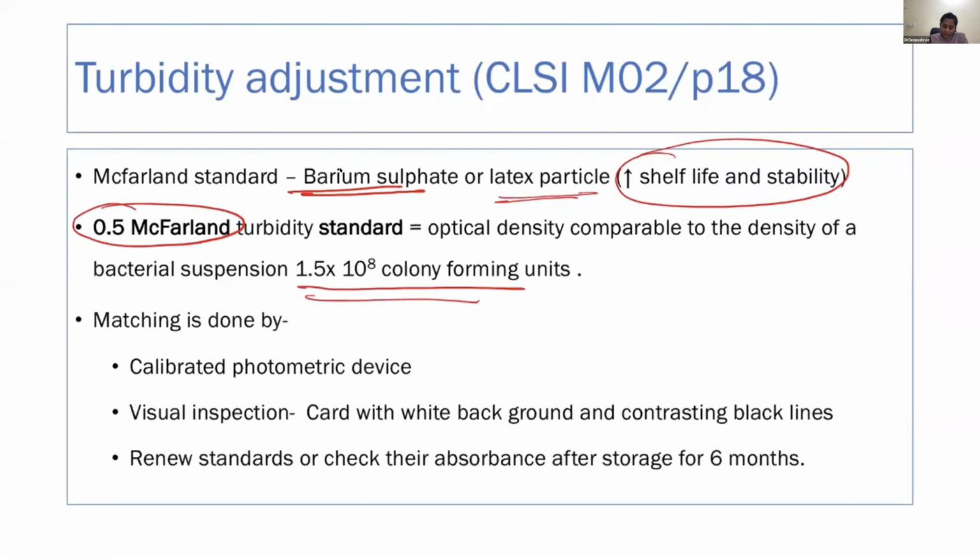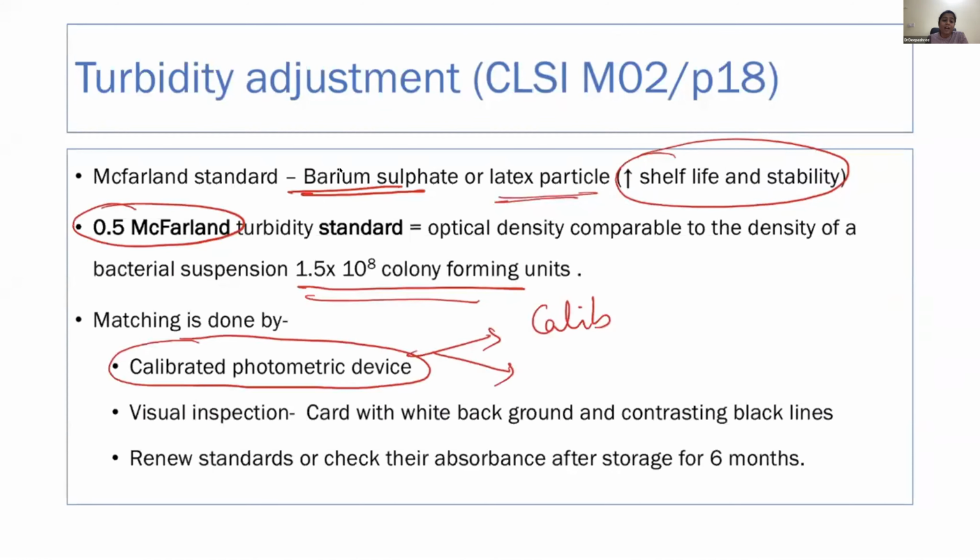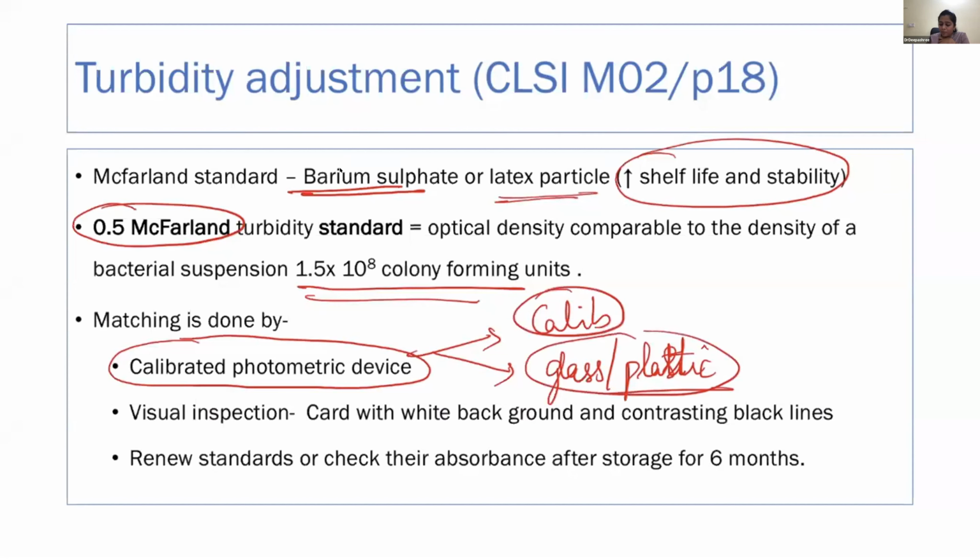Okay, so it is important that whoever is using a photometric device for adjusting the 0.5 McFarland, there are two important things. One is it has to be calibrated, and there's an option, mostly glass or plastic. Most of them may not be aware of this, and they use it improperly, which will give erratic results. You have to choose depending upon what test tube you are using, because for Vitek we use plastic, whereas for most other routine cultures we use glass. So this has to be chosen correctly, and the calibration has to be done as per manufacturer instruction.